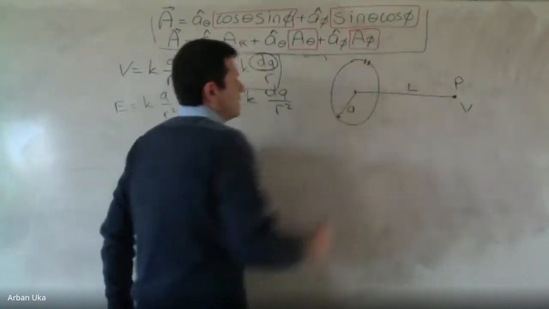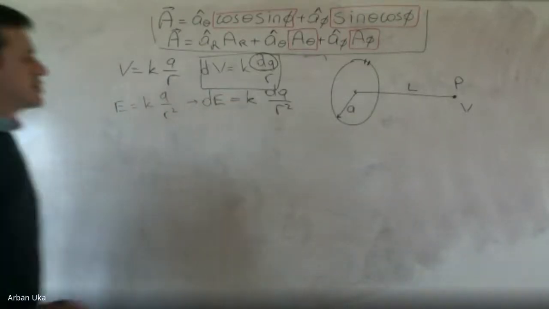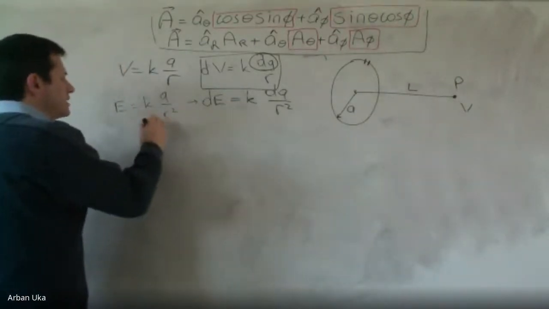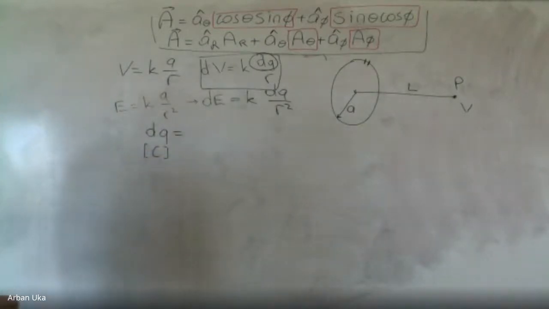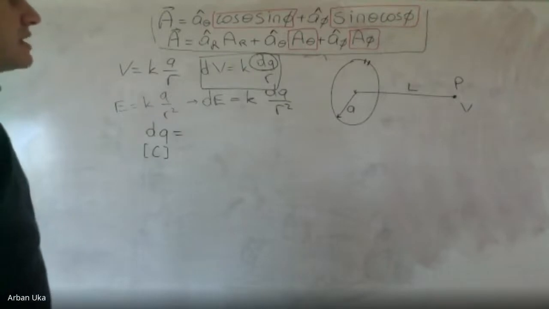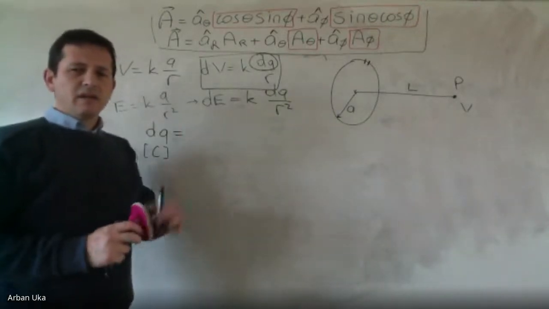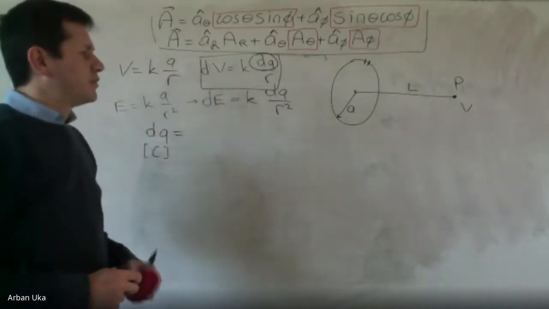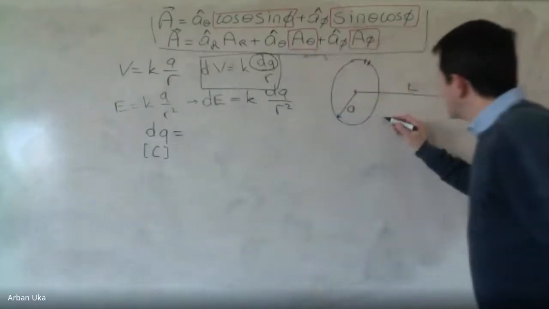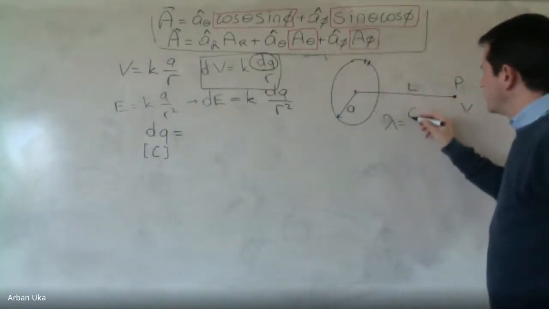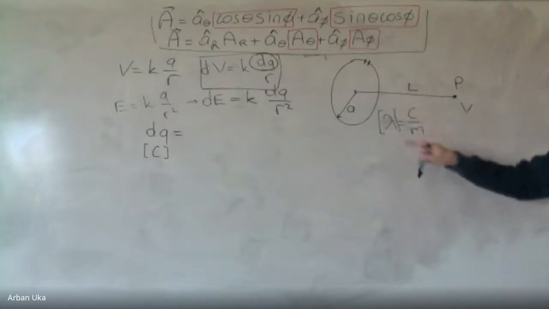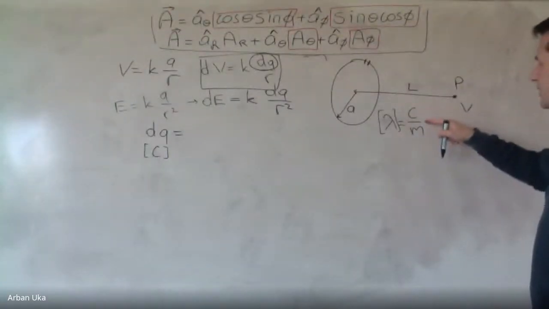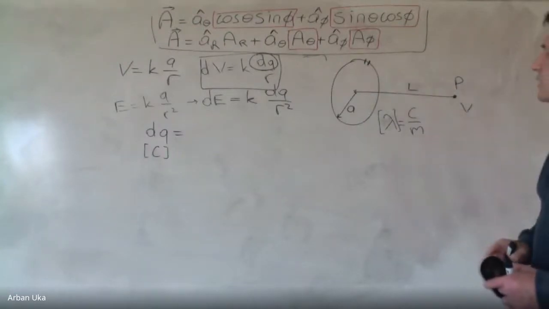We write this dq, which is in coulombs, should be equal to the charge density. Since the charges here are allocated in a line, let's assume that this charge density is lambda, which has units of coulombs per meter. So in this course, when you use these brackets, we mean that we're talking about the unit of the quantity of interest. This is coulomb per meter because the charge distribution is extended over length.